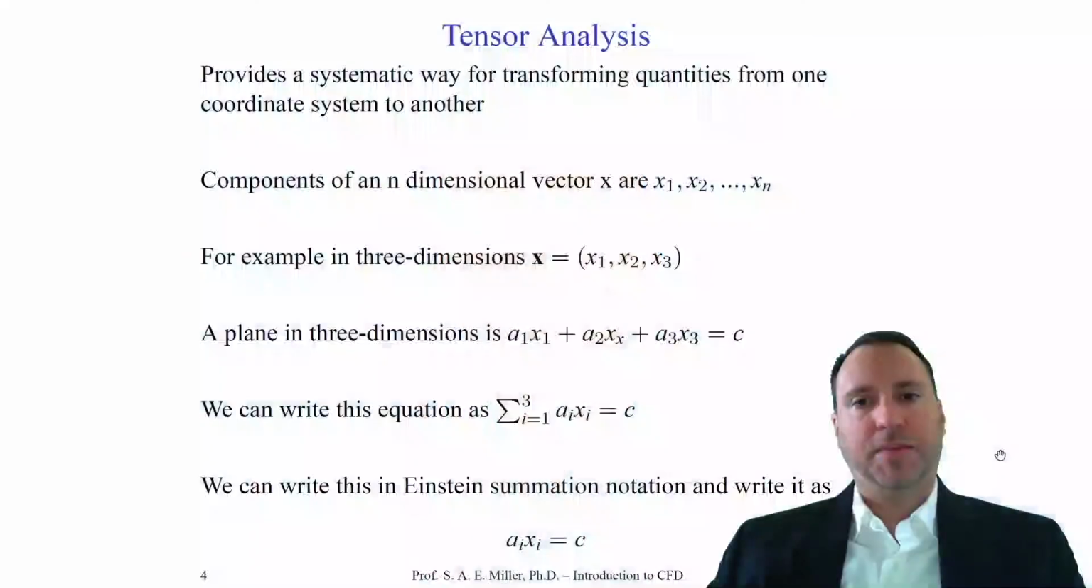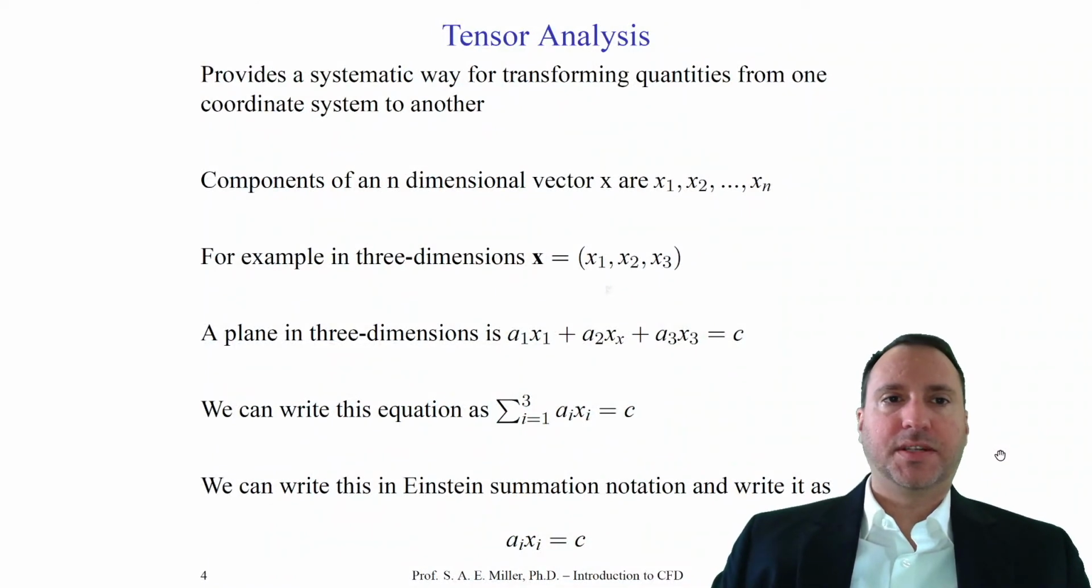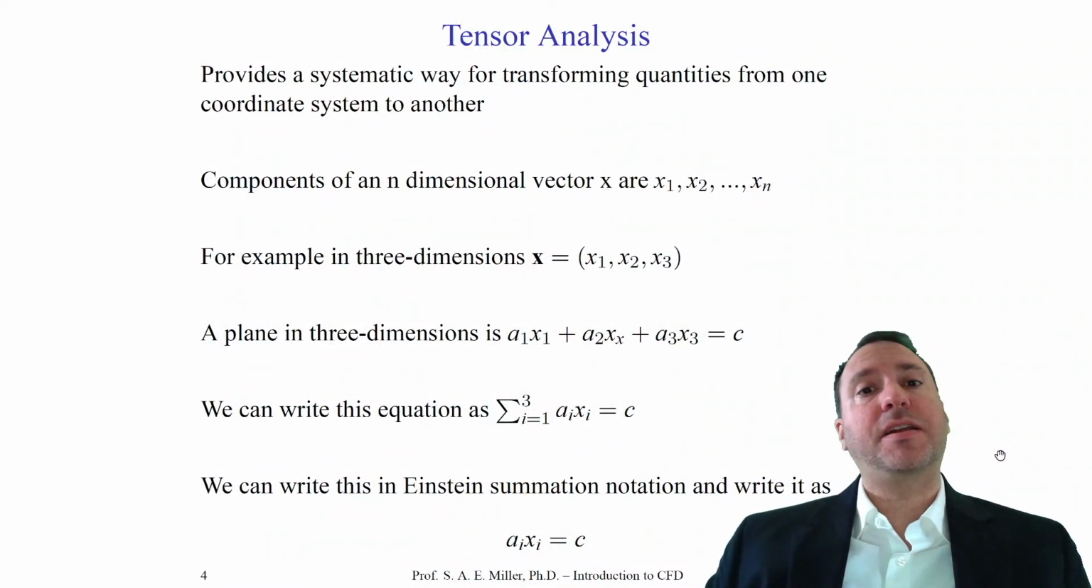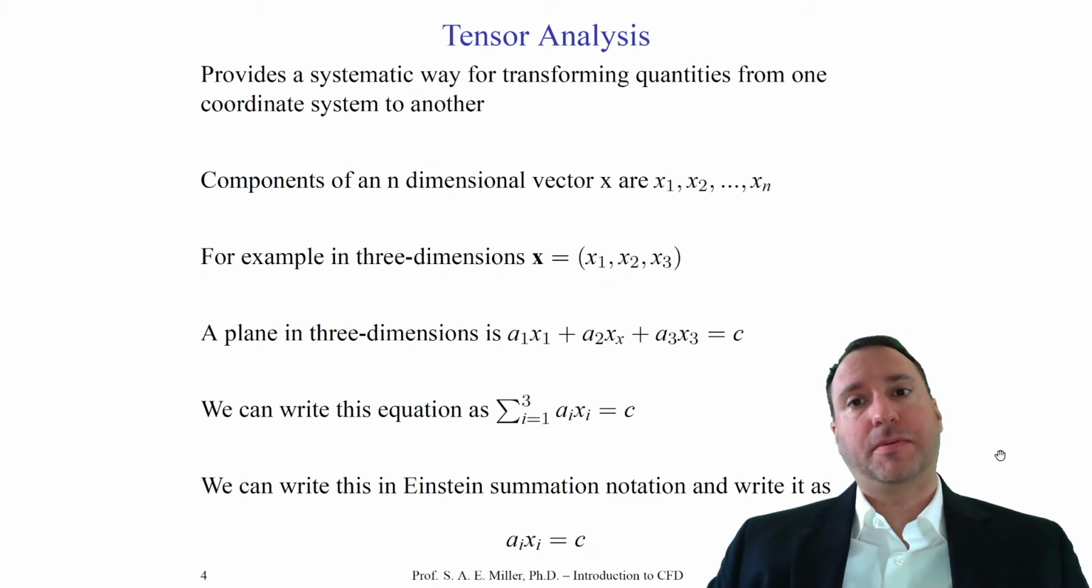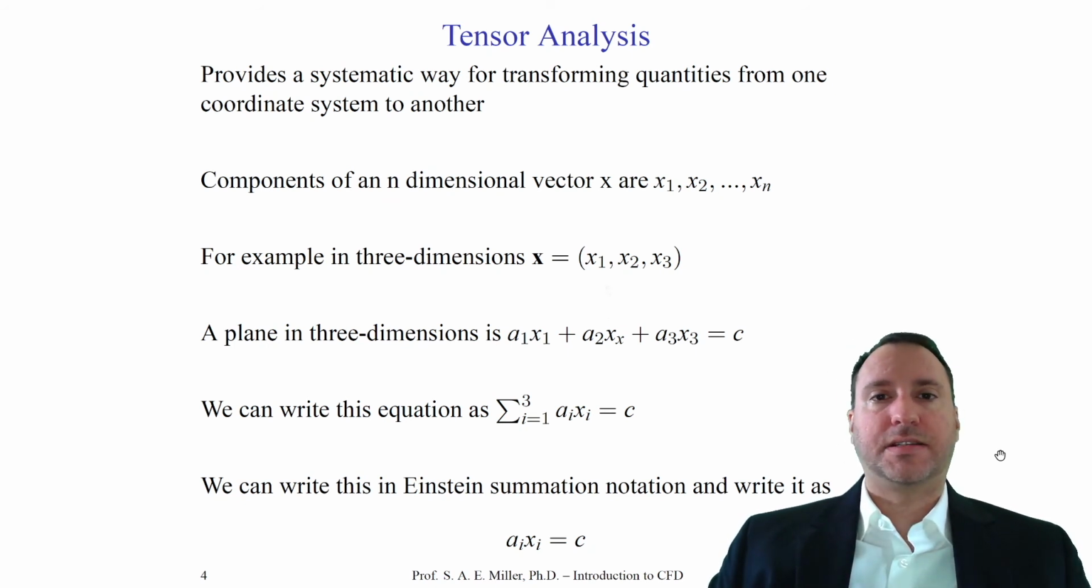Finally, we'll look at the Navier-Stokes equations, who the people are who created them, and of course, the famous Navier-Stokes problem. Let's now turn our attention towards tensor analysis, which is an area of mathematics and a way to manipulate equations, and most importantly for computational fluid dynamics, change coordinate systems. Tensor analysis is a systematic way for transforming quantities, in this particular case fluid dynamic variables, from one coordinate system to another.